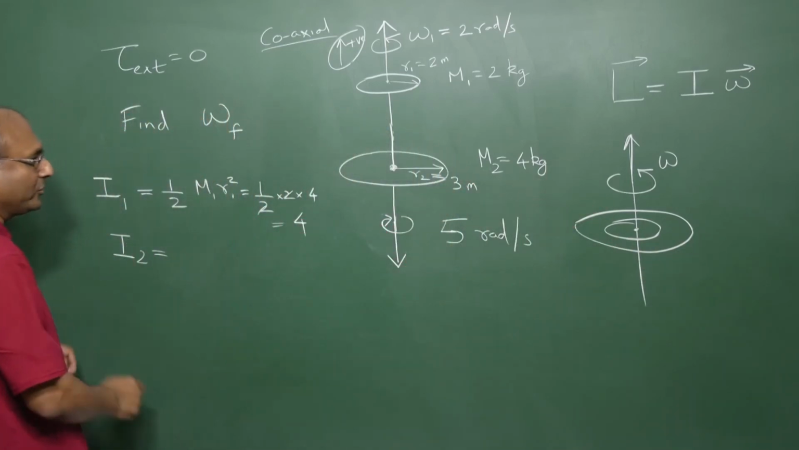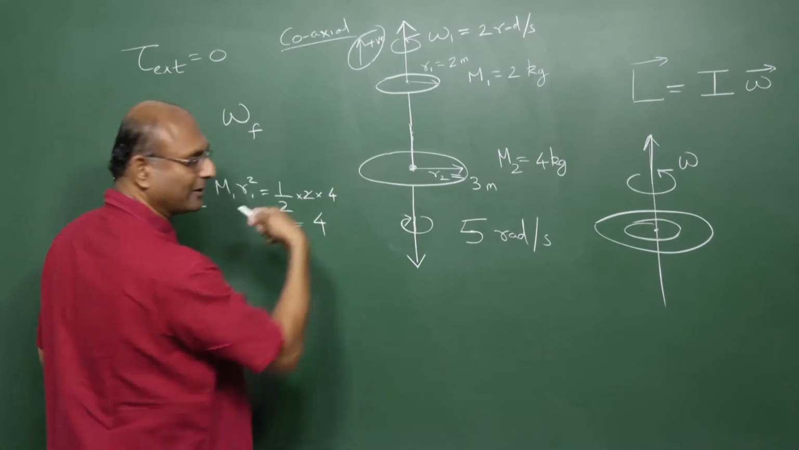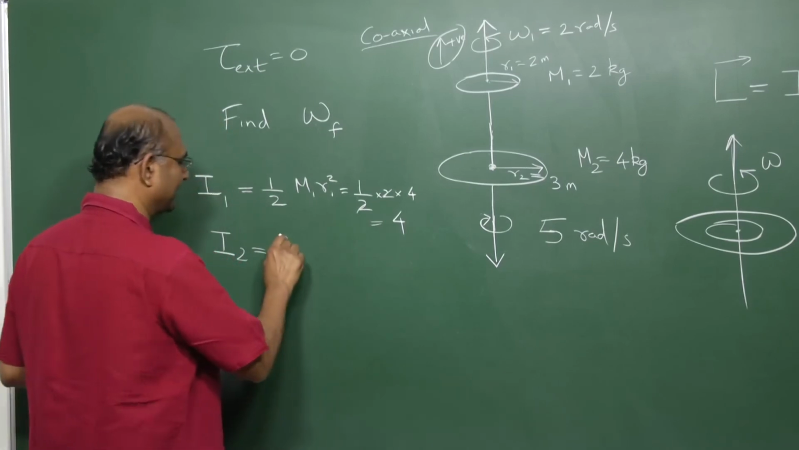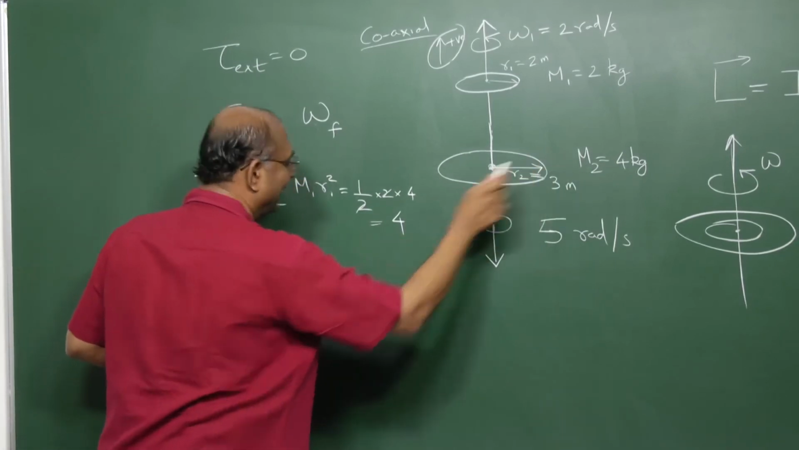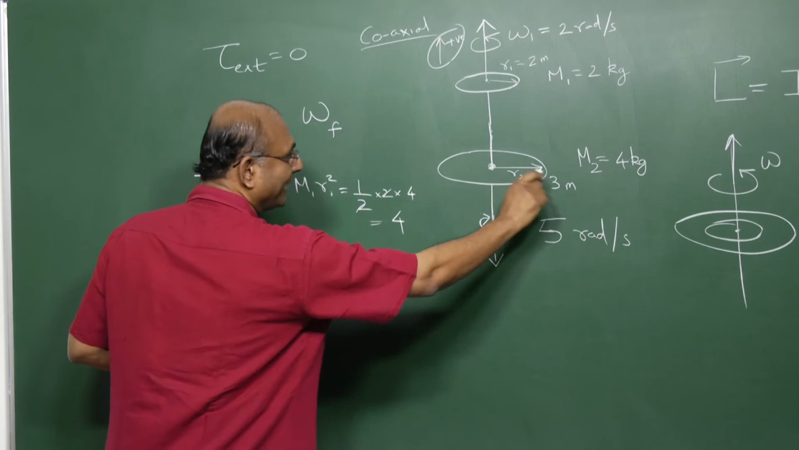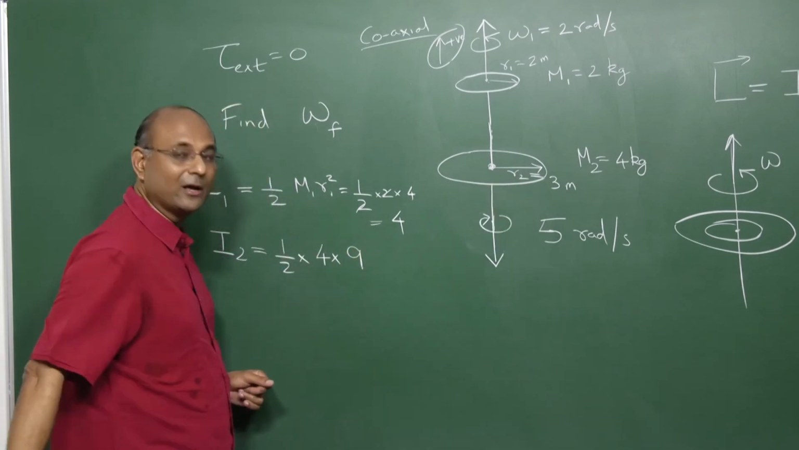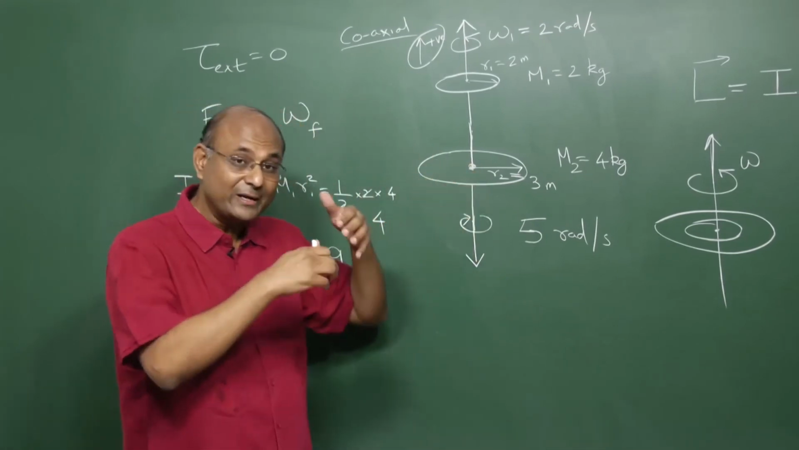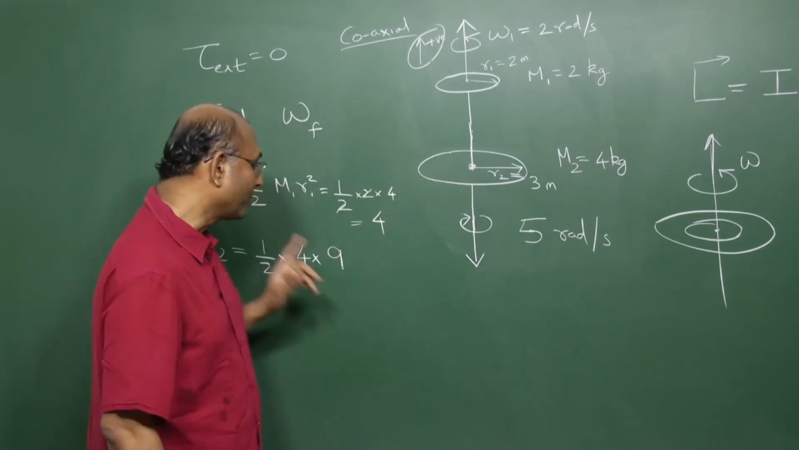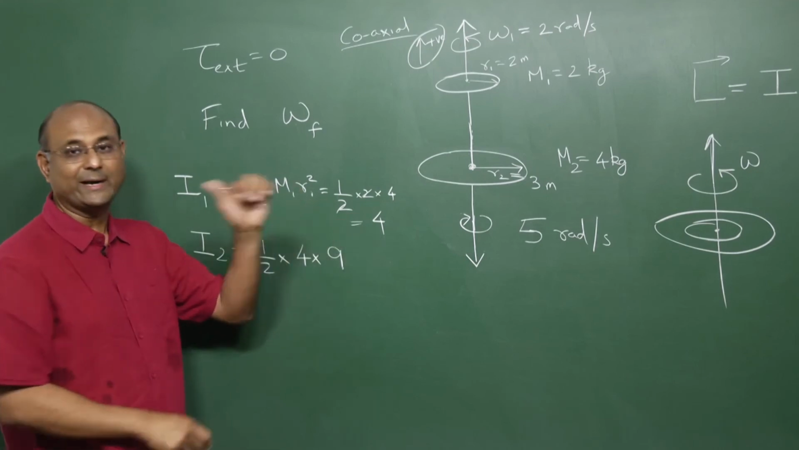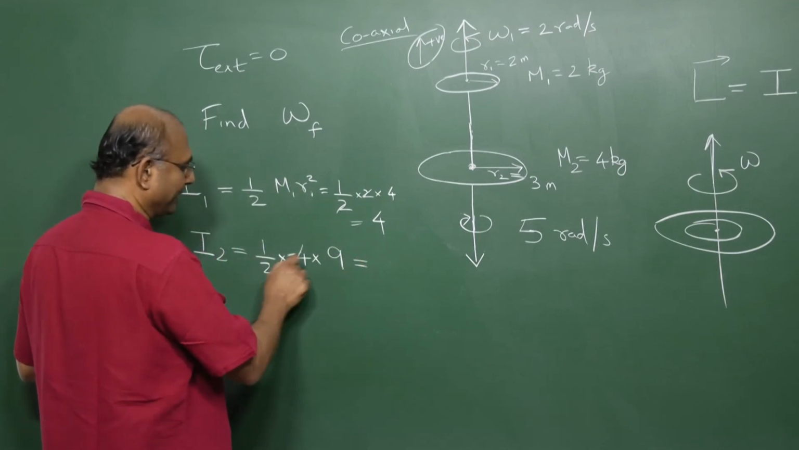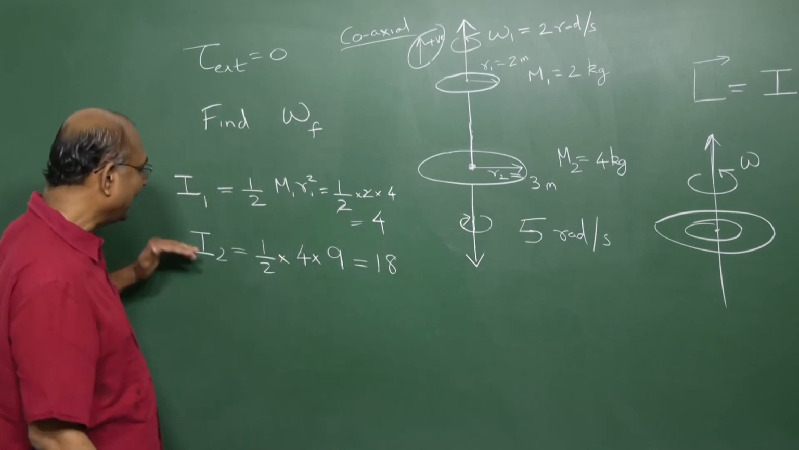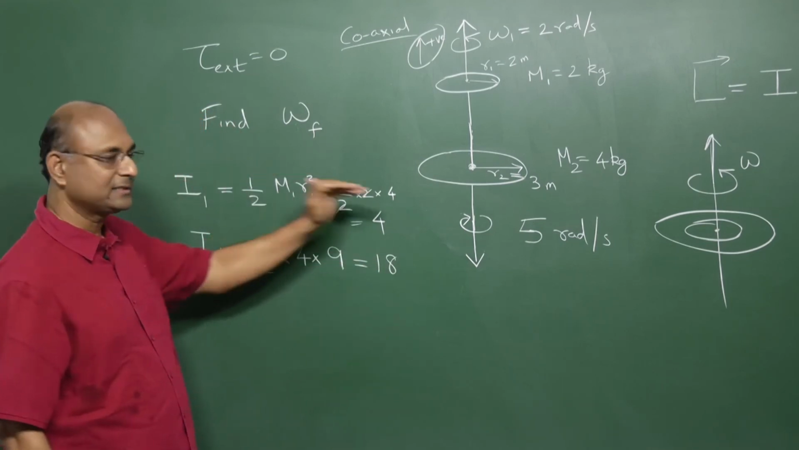So let us calculate I2. The moment of inertia for this one, whether it is rotating like this or like that, doesn't matter. It is the same moment of inertia. Half its mass 4 into radius square 9, 3 square 9. Never say half mr square, because many times in the problem you may actually have 2r instead of r. So it's a good idea to say half into mass into radius square. So this is going to cancel out, 2 into 9, 18. So I2 is 18, I1 is 4.